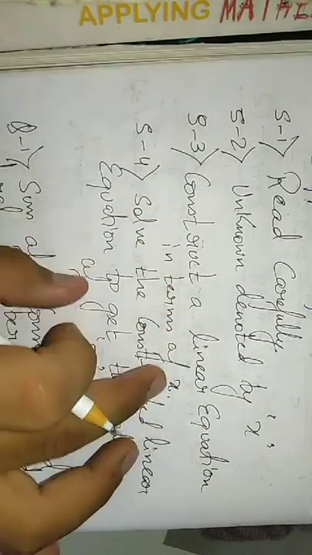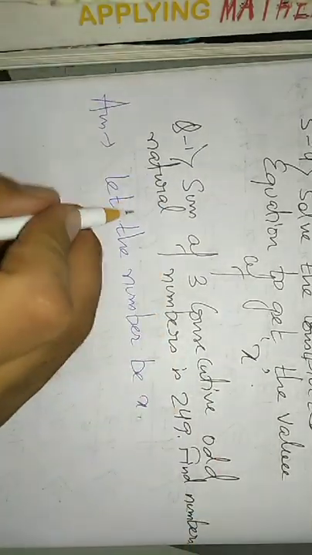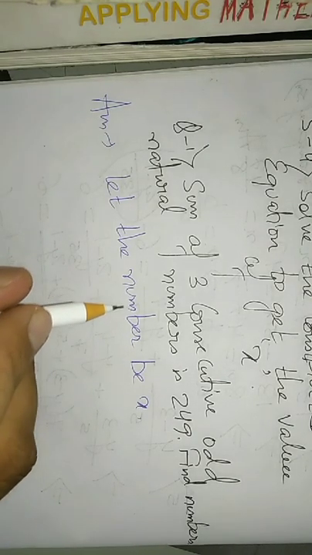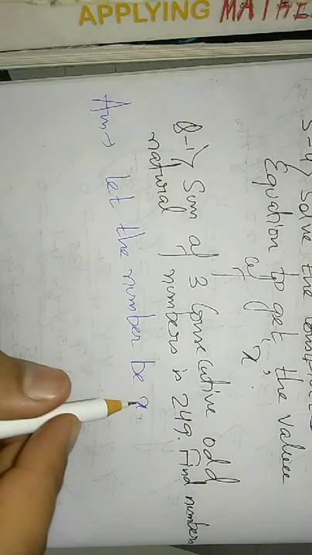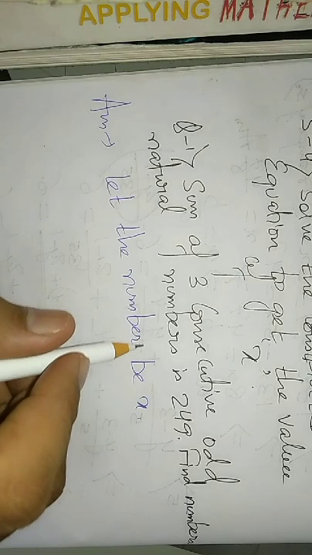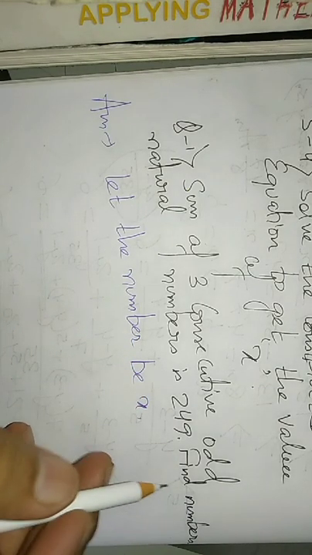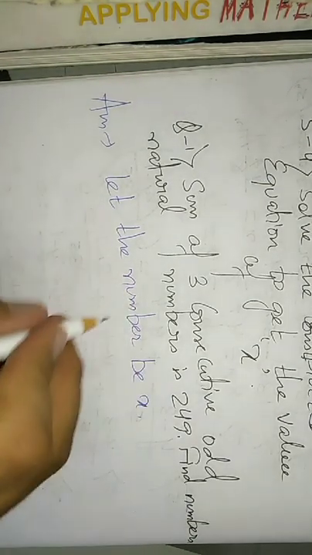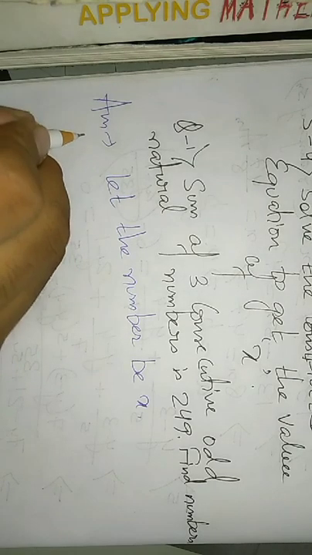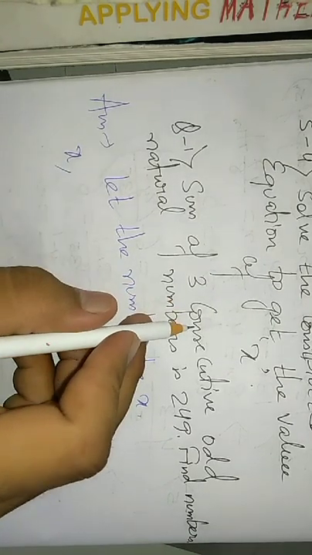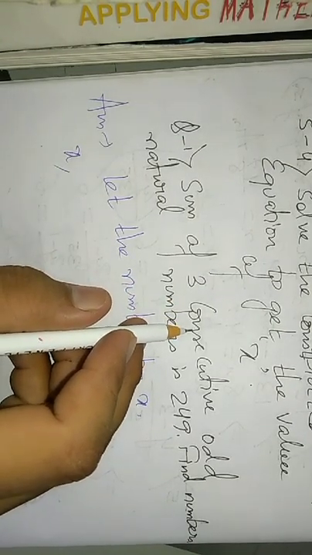Next, construct a linear equation in terms of x by reading the logic. The question is to find three consecutive odd natural numbers whose sum is 249. So the first number is x, comma, what is the second odd number?